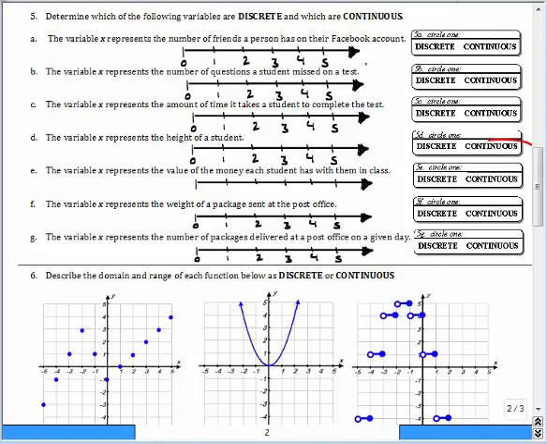On this next page, we need to learn the difference between discrete and continuous variables. It's a really important concept to understand domains and ranges. We're going to talk about more detail in a moment, but in this first example, the variable x represents the number of friends a person has in their Facebook account.